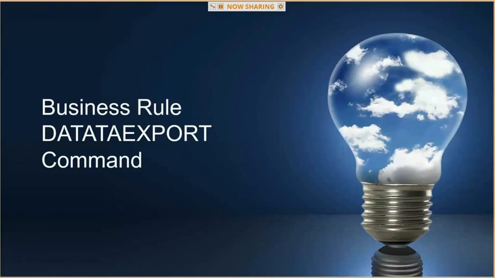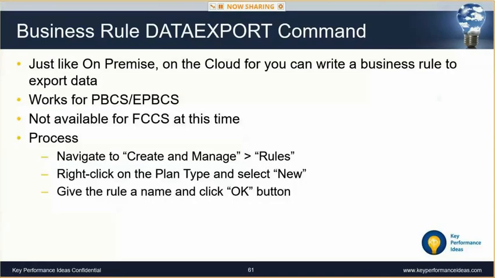So another way to get data out is using the business rule data export command. It works just like on-premise. On the cloud, you can write a business rule to export the data. It works for both PBCS and EPBCS. It's not available for FCCS at this time, but I imagine that it's coming once FCCS allows you to write your own rules or edit rules. I think it might be available at that time, which I think should be coming pretty soon.